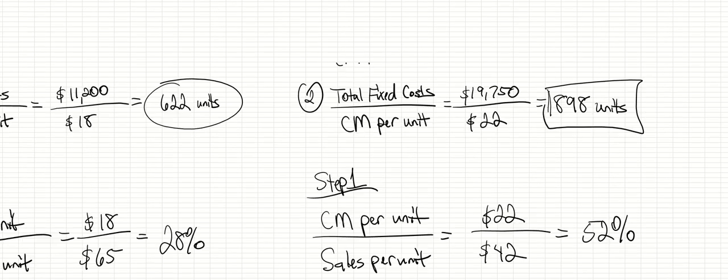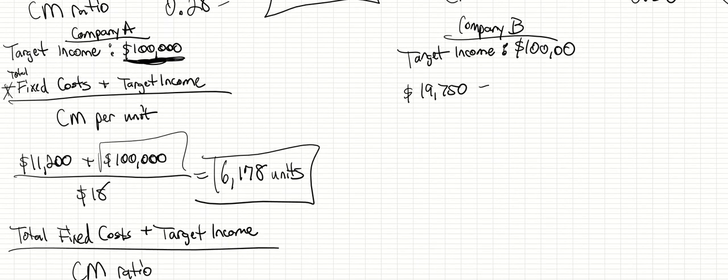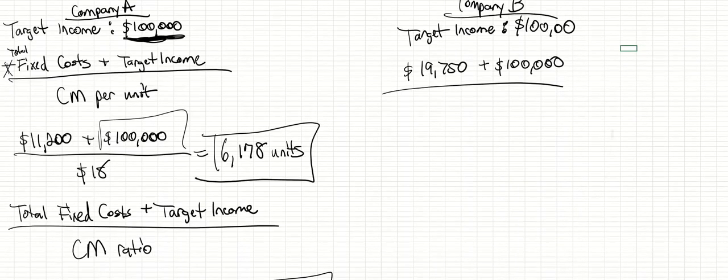That's shown in step 2, and also from this exercise 21.8 here, 19,750. We're going to add 100,000 divided by our contribution margin per unit, which came out to be $22, shown in step 1. So doing the math calculations here, 19,750 plus 100,000 divided by 22. This gives us 5,443.18182. So I'm going to round this to the nearest whole number and put on here 5,443.